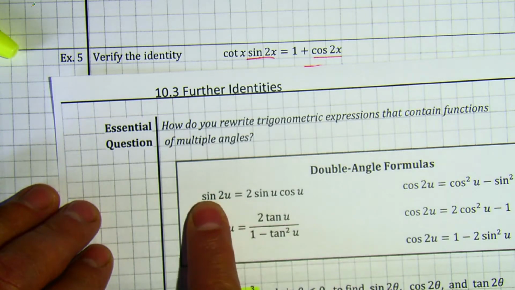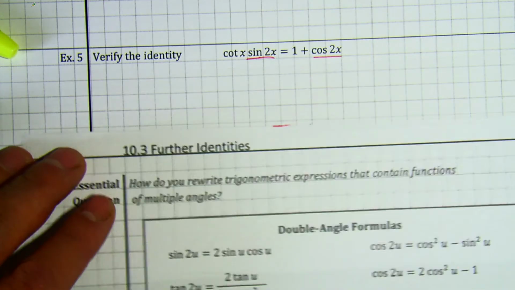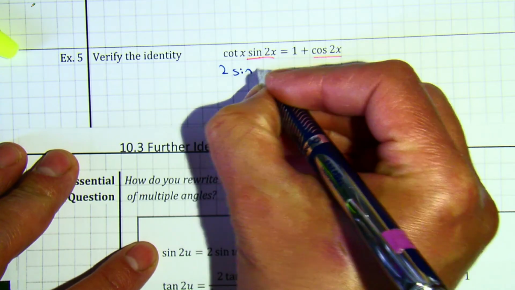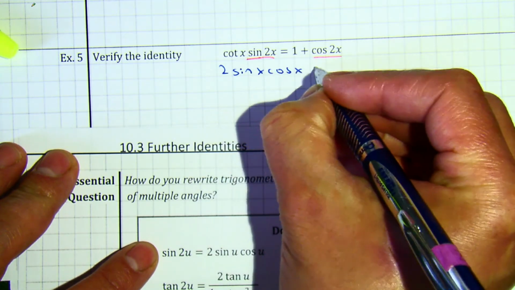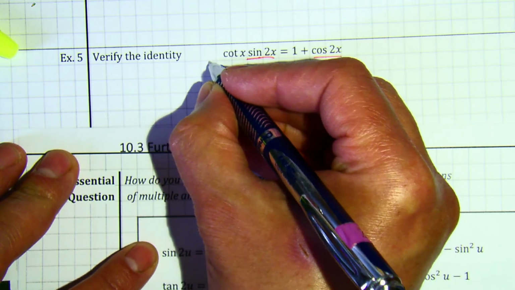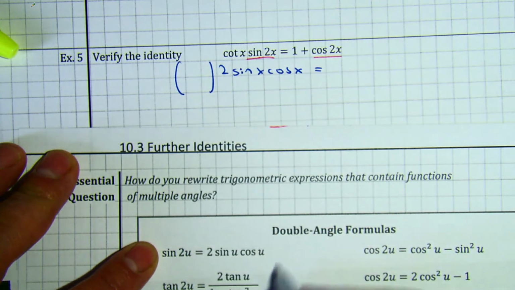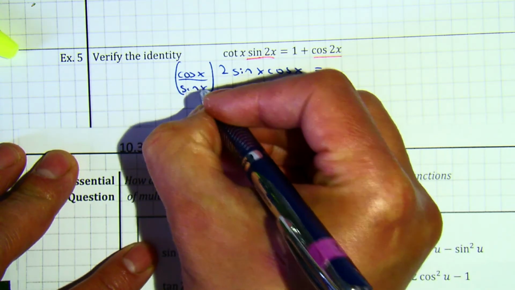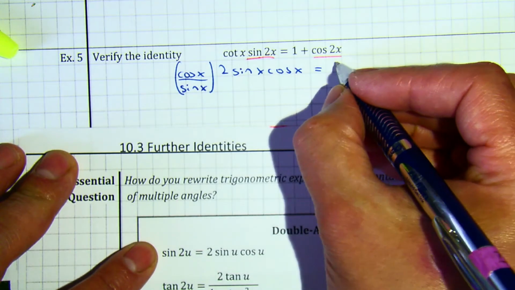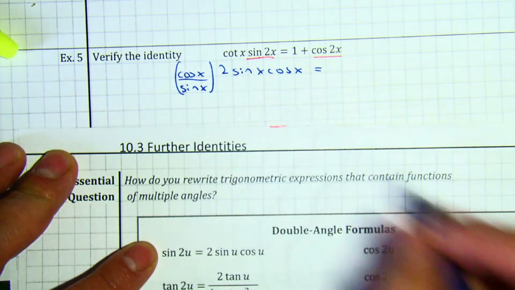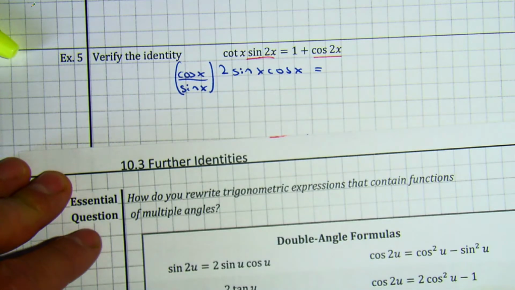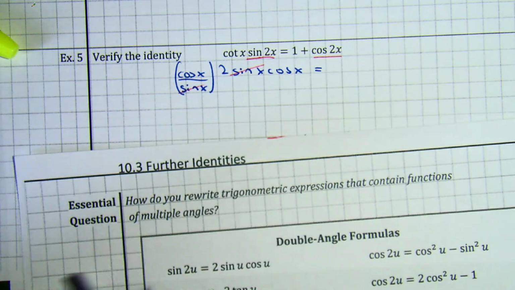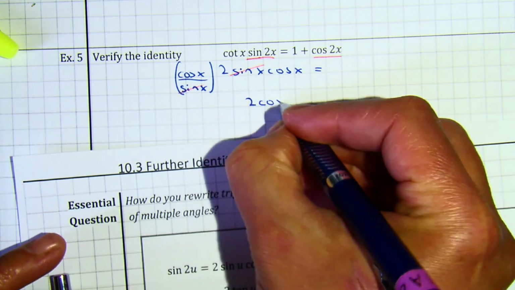So therefore, I'm going to start with this one here. I'm going to rewrite it as 2 sine of x cosine of x. And my cotangent, I'm going to rewrite as sine and cosine, or in this case cosine of x over sine of x. Let me simplify this and see where I get to, and then that will drive me to where I need to go. My sine of x are going to cancel out, and I just end up with 2 cosine square of x.